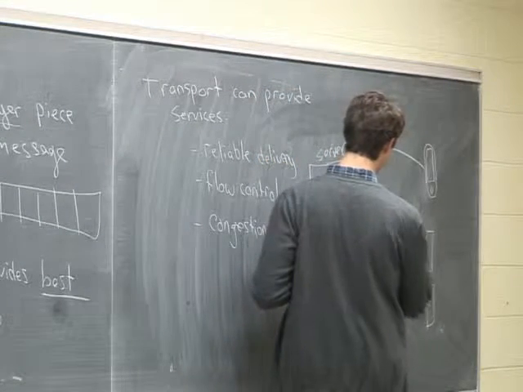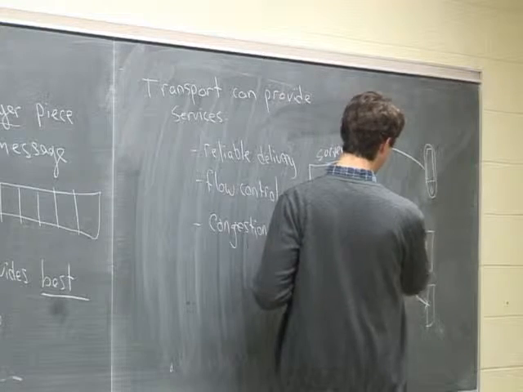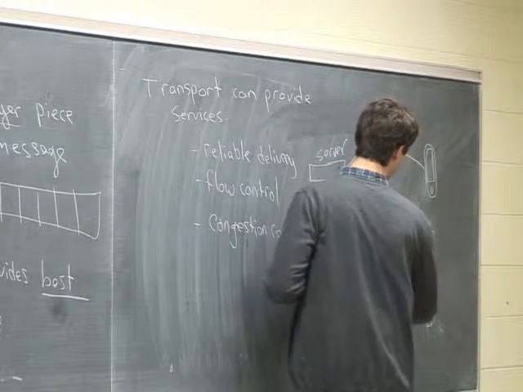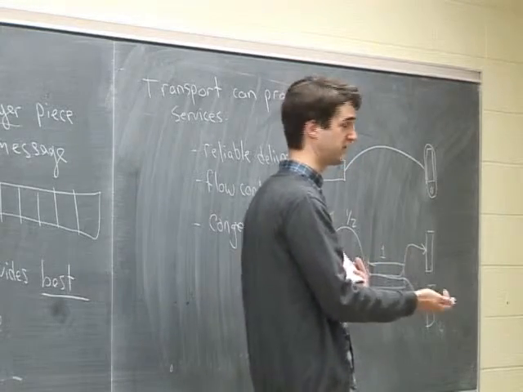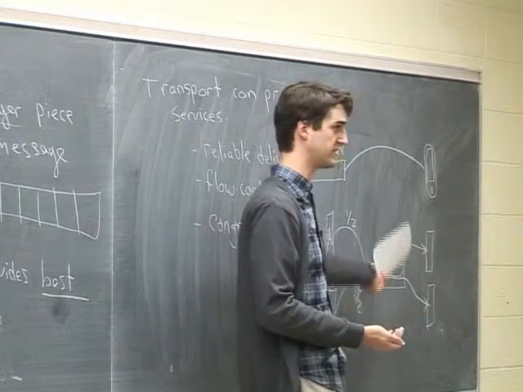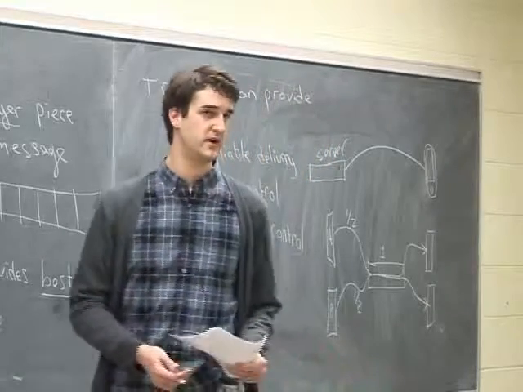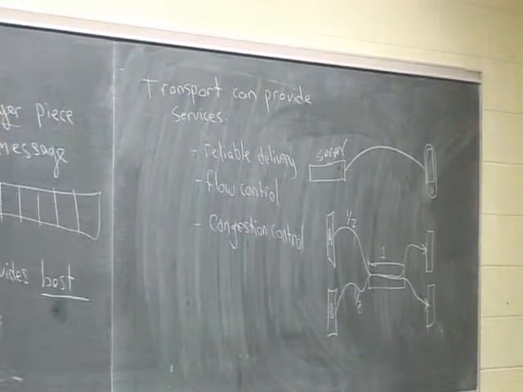Because without congestion control, they could easily overwhelm this link, and then no one could send messages through, okay, if they're both overloading this. All right, so are there any questions so far? Yeah.